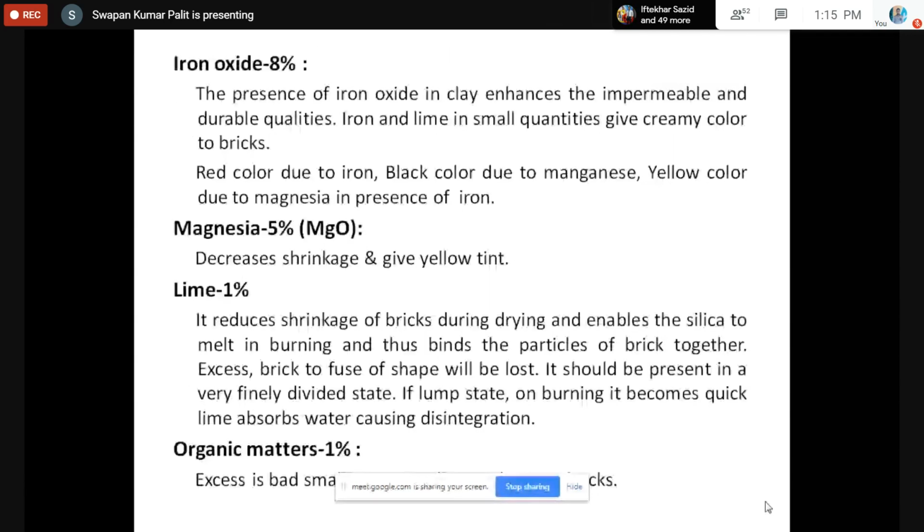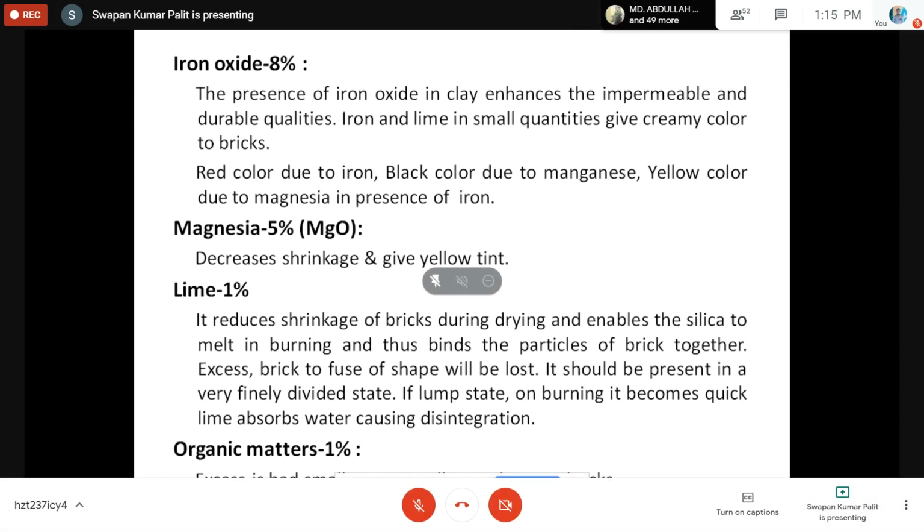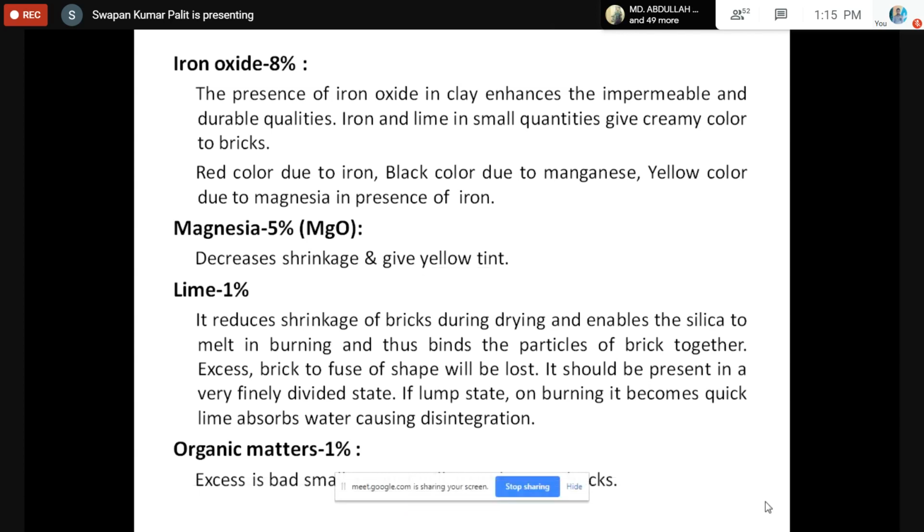iron oxide 8%. Iron oxide will give color, due to iron. Magnesia, lime 1%, it should not be more than 1%. Organic matter also 1%. So these are the main components of brick clay. And what are the functions in the brick clay? You can see from the screen.